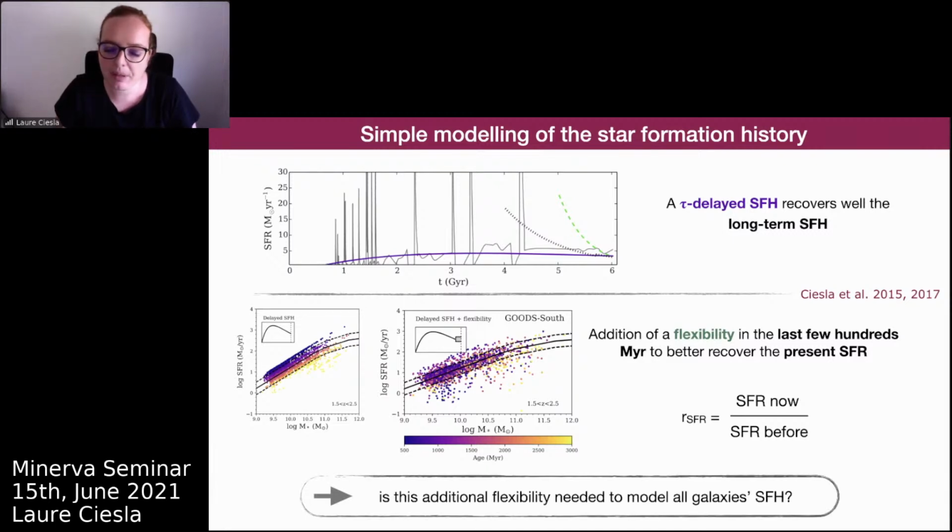So now with my machine learning approach, I want to answer the question: is this additional flexibility needed to model all galaxies' SFH? And what are the galaxies that need this flexibility and why? They are, for me, the most interesting galaxies because it would mean that they have recent, less than 500 megayears, and strong movement of their star formation activity, which is exactly what I want to probe on the stellar mass star formation rate diagram.